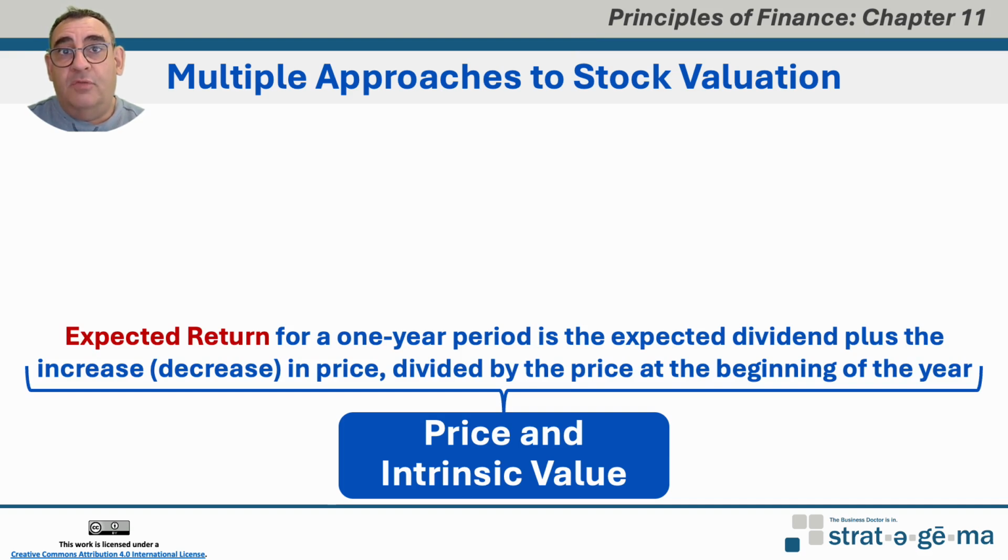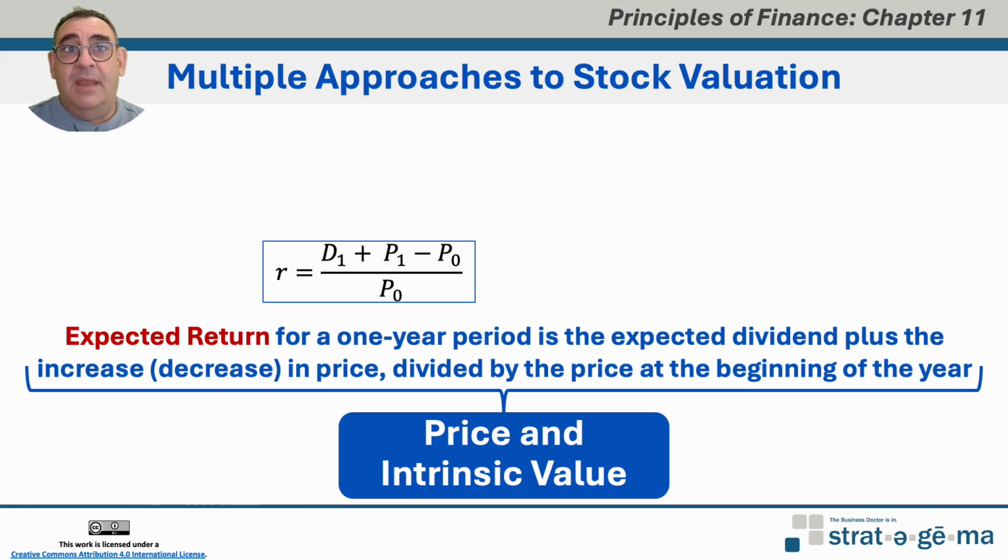The expected return for a 1-year period is the expected dividend plus any increase or decrease in the price per share divided by the price at the beginning of the year. We could apply this similarly to the price of a firm as well, where we replace dividends with cash flows. So we could say that the expected return R is equal to D1, or dividend 1, plus P1 minus P0, where P1 is the stock price at the end of next year, P0 is the stock price now, and we take all those and divide by P0.